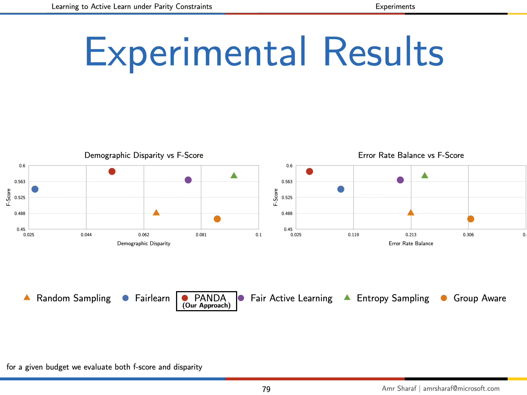We evaluate our approach, which we call Panda, for parity-constrained active learning. Here our approach is in red, and we compare our approach to alternative active learning strategies. On the figure on the left, we have the demographic disparity versus F-score trade-off, and on the right, we have the error rate balance versus F-score trade-off. We are interested in having a high F-score while abiding by a low demographic disparity metric, and our approach is the only one that satisfies this criterion.